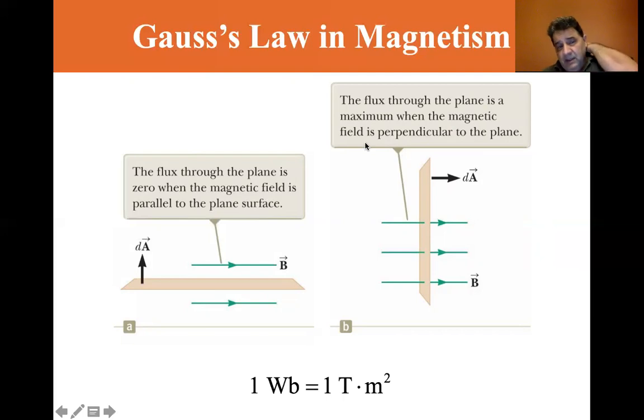Okay, and the unit for flux is Webers. 1 Weber equals 1 Tesla times square meter. 1 Tesla per meter squared.